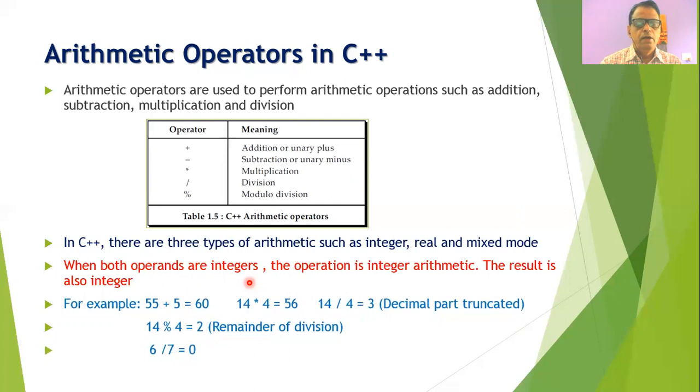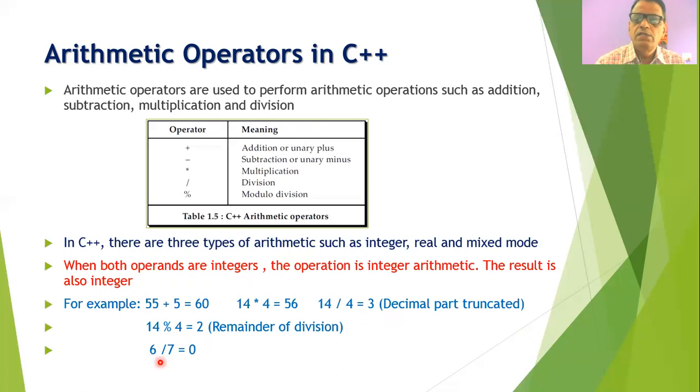For example, we can use integer arithmetic like this: 55 plus 5. Here both the arguments are integer and this binary operator will return the value 60. Similarly, 14 into 4 will return the value 56. 14 divided by 4 will return the value 3, because although we get a fractional part, this is integer arithmetic, so the fractional part is truncated. 14 modulo division 4 gives the result 2, which is nothing but the remainder of the division.